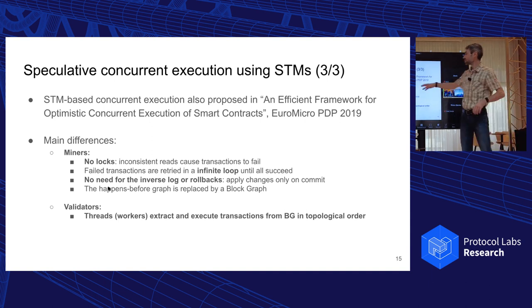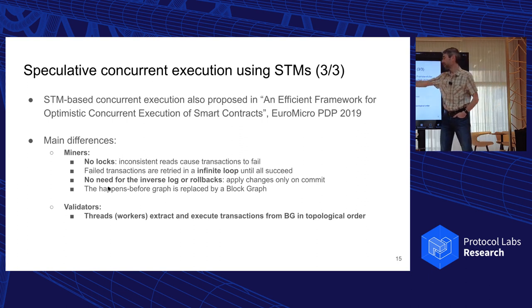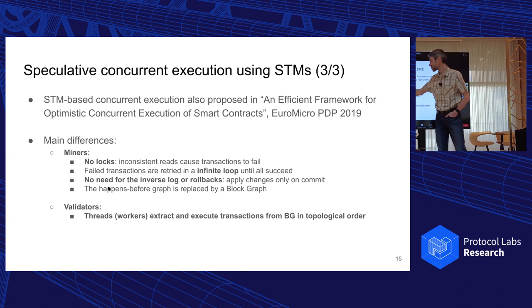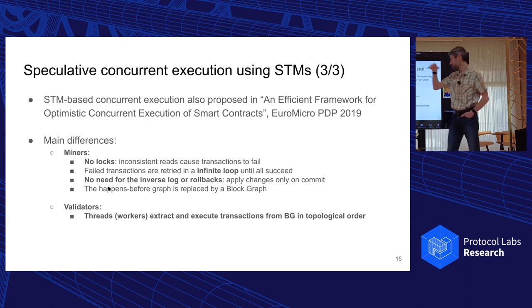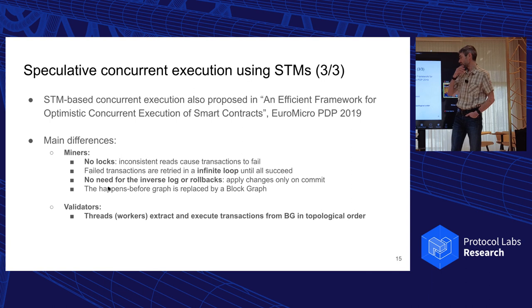So just to let you know that there is another paper discussing this STM-based strategy to parallelize the execution of smart contracts, which appeared at Euromicro PDP 2019, which is not a very prestigious conference, but anyway. The main differences are the following ones. Miners are no longer relying on locks. So it's more optimistic speculative execution at miners. Failed transactions are not rolled back, but retried in an infinite loop until all succeed. So no need for the inverse log or rollbacks that are used in the other approach. And the happens-before graph is replaced by what they call a block graph.